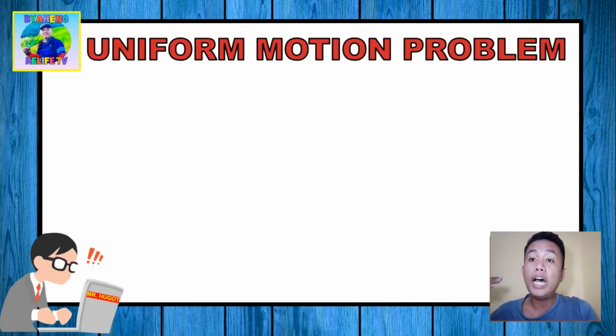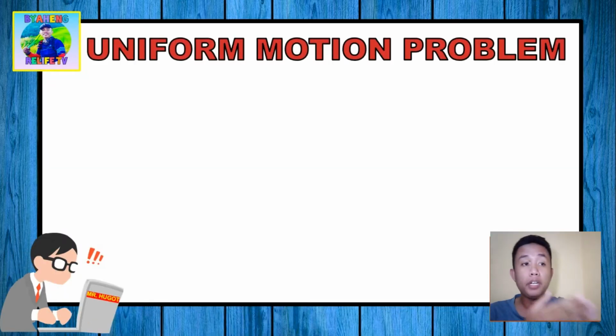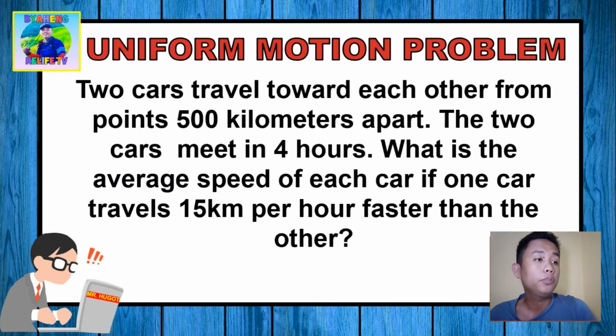So we're going to deal with our first part, which is the uniform motion problem or the motion problem. Let us read our problem. So, two cars travel toward each other from 50 kilometers apart, and the cars met in 4 hours. So, what is the average speed of each car if one car travels 15 kilometers per hour faster than the another? So, kailangan po natin i-examine ang ating problem na given.